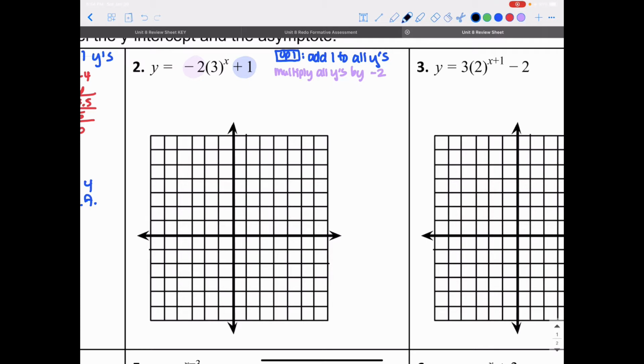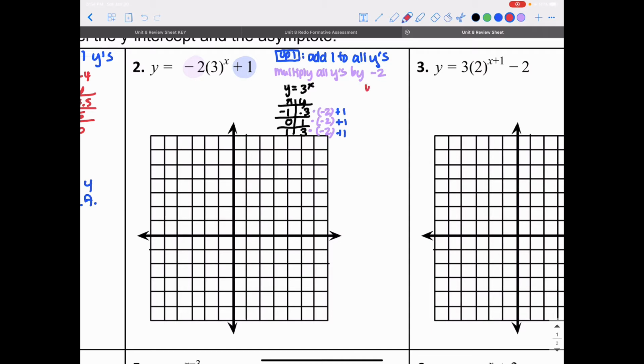I have my parent function is y is equal to 3 to the x power. And the table for that is -1 and 0.3, 0 and 1, and 1 and 3. And then I have these two transformations, multiply the y's by -2 and add 1 to all y's as well. I have to do the multiplication first, so I'm going to multiply all of these points by -2 first. And then the next thing I'm going to do is add 1.